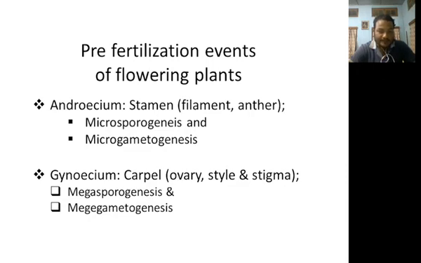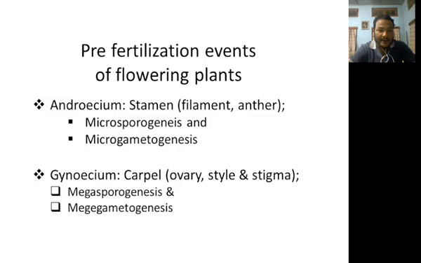Like that, in the female floral cycle, the single member of the gynoecium we call a carpel or pistil. The pistil also has three parts. The basal swollen portion is known as the ovary. The middle cylindrical portion is known as the style, and the tip portion, which has the receptive function, is known as the stigma. The stigma receives the pollen grain.